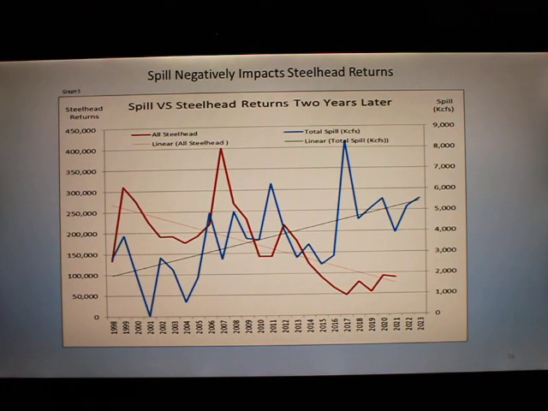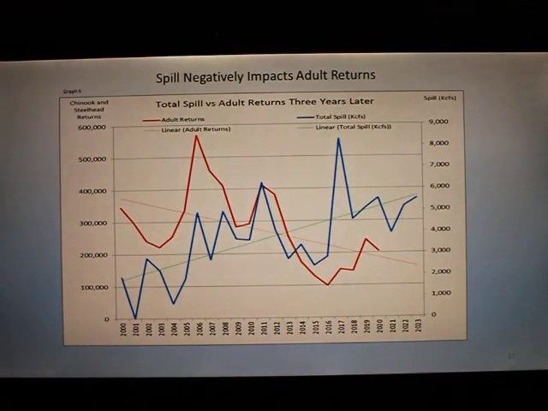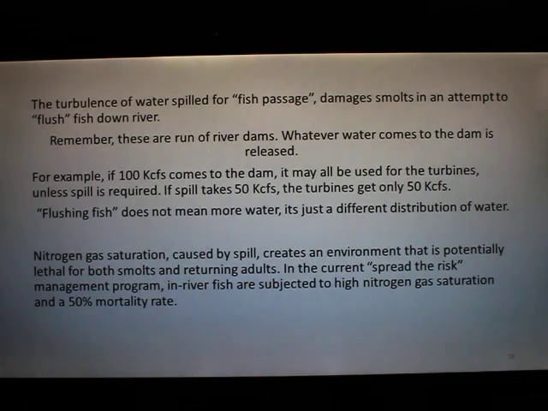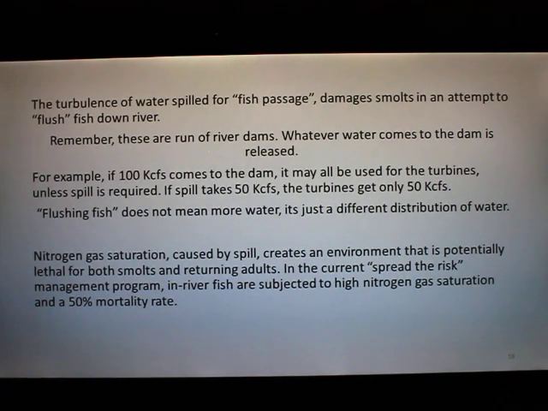Steelhead show a significant problem when it comes to spill. As spill increases, Chinook and steelhead returns decrease. Now when we add the steelhead and the Chinook together, there's a real obvious decrease in adult returns as spill increases. The turbulence of waters spilled for fish passage damages smolts in an attempt to flush fish downriver.